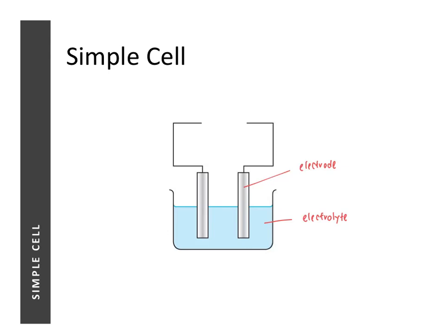However, for a simple cell, if you recall, this time we do not need a current to start the reaction, but rather a current is being produced by the reaction. So the last thing that we need is something to measure the amount of current or the voltage that is produced in the cell. In this case, we are using a voltmeter.